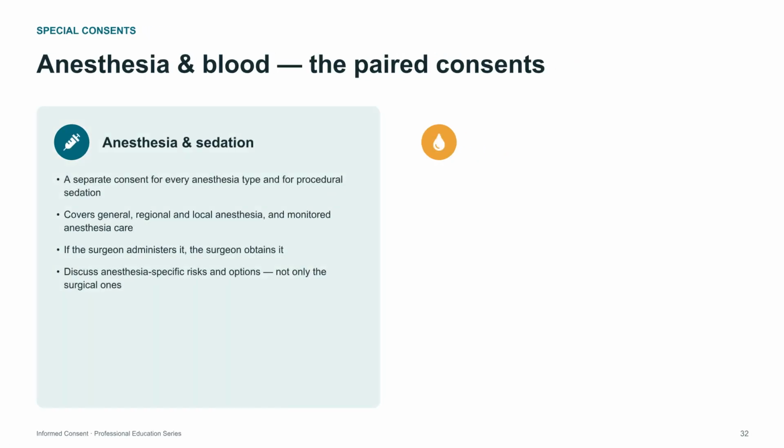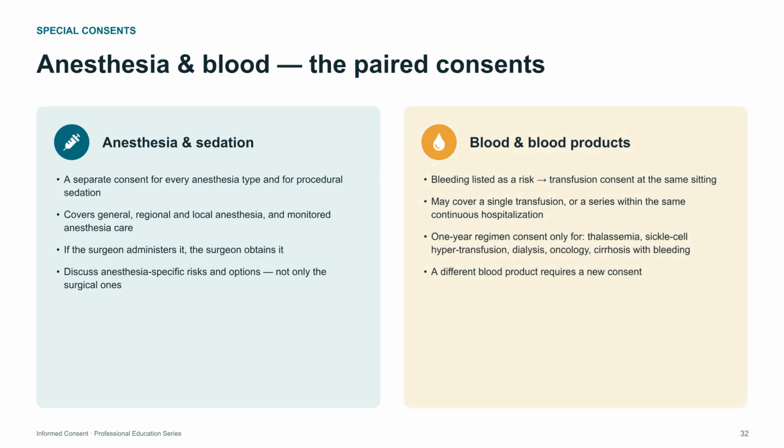Anesthesia and blood products require paired, separate consents. Anesthesia consent covers all sedation types, while blood consent is needed whenever bleeding is a risk. Only specific, chronic conditions allow for a 1-year blood transfusion consent. Otherwise, each series of transfusions requires a new form.